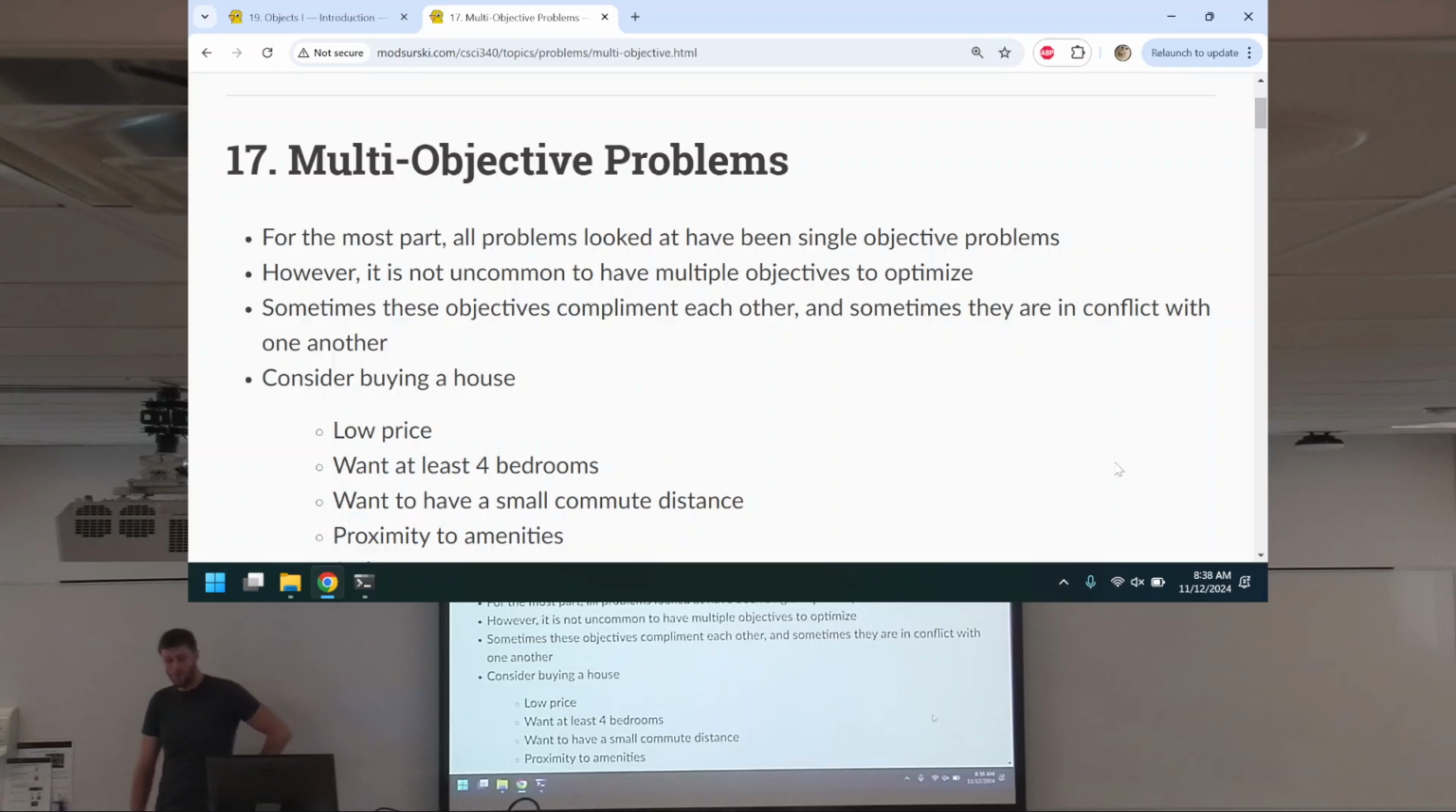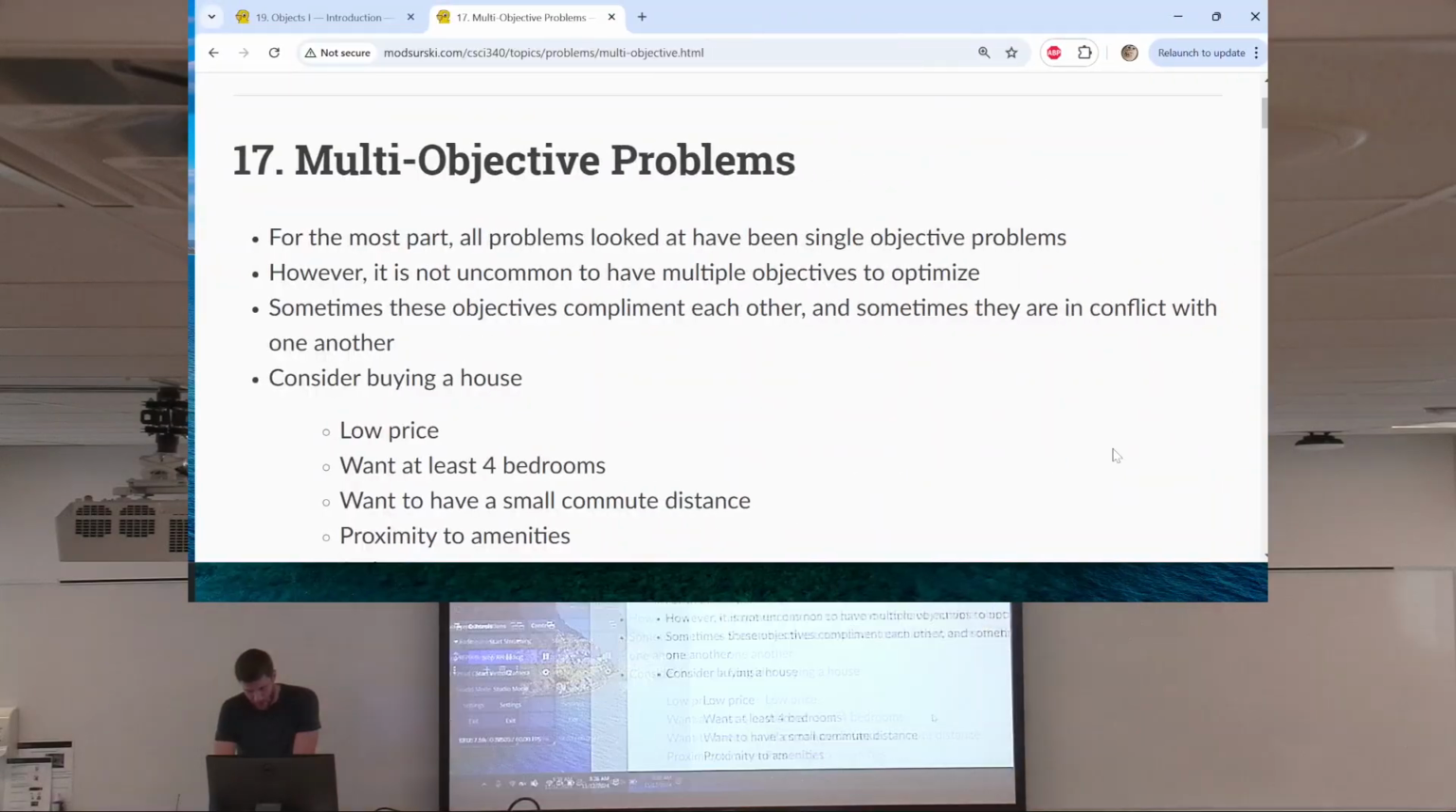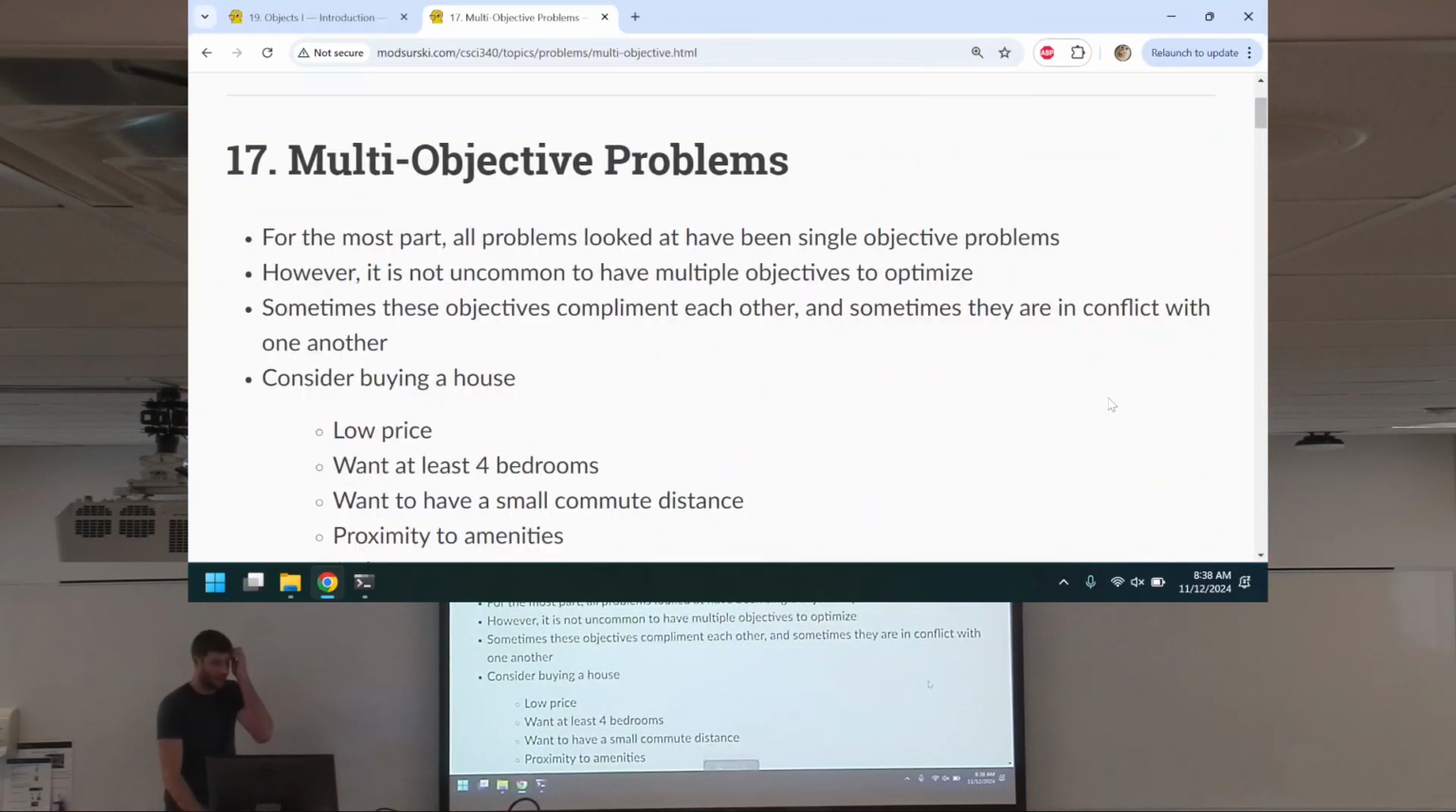So for the most part, all of the problems we've been looking at have been single objective problems. There are exceptions, like I think on the first assignment. Did anyone in here do the vehicle routing problem? Did they try that? No? Okay, well then all of the problems that we've looked at so far have been single objective.